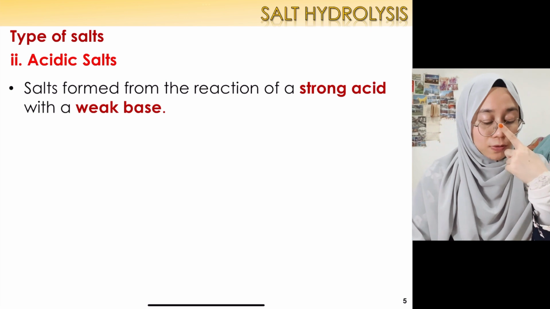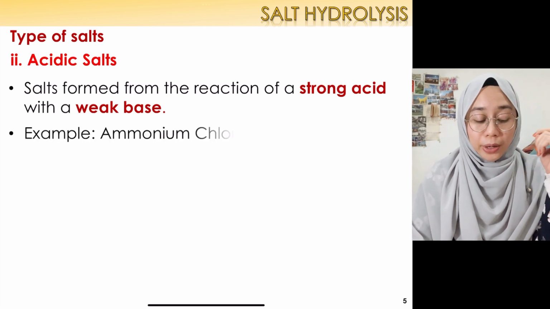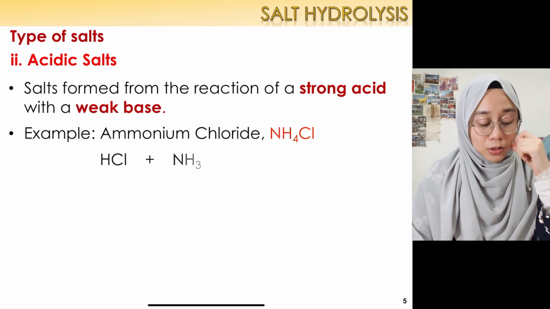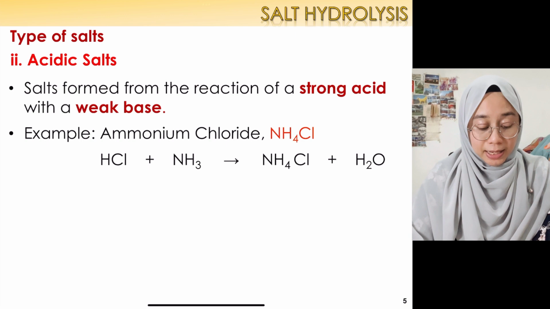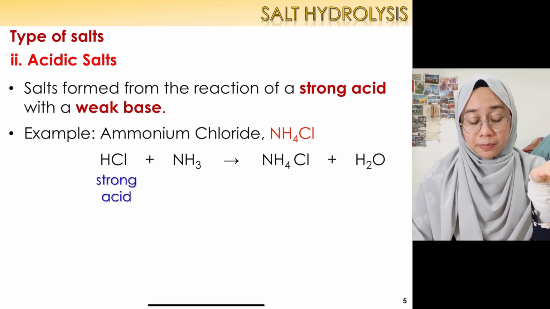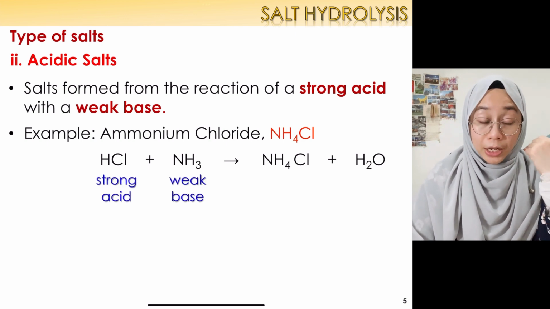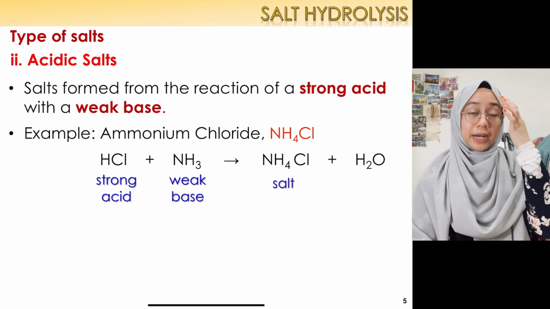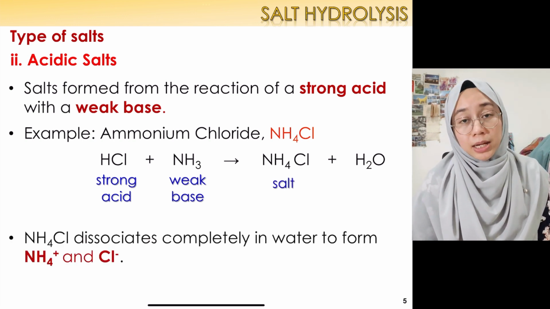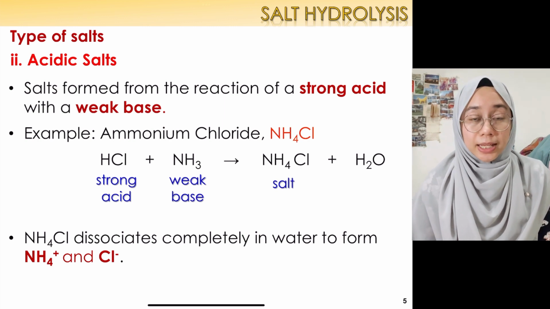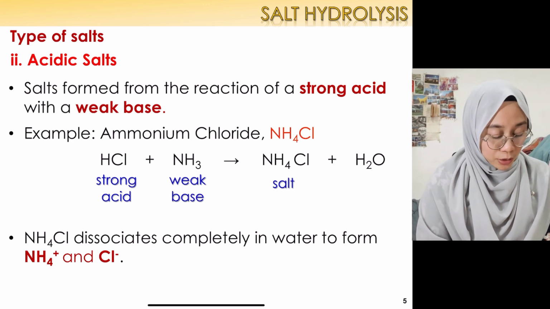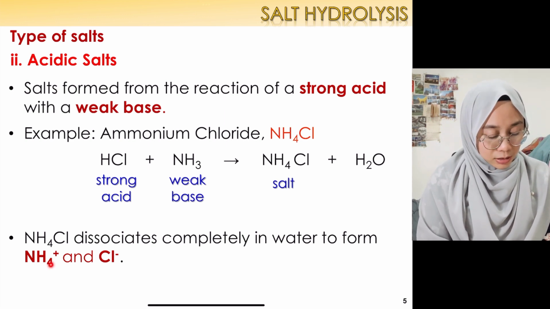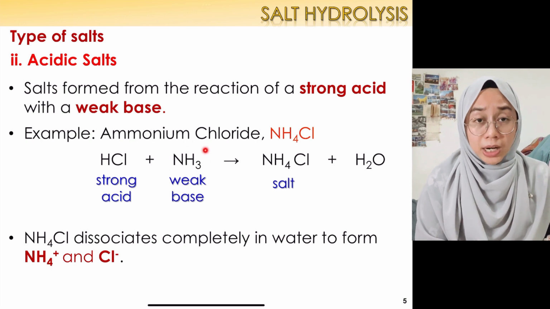So acidic salt pula is formed when kita reactkan strong acid with a weak base. For example, kita ada ammonium chloride. So ammonium chloride is formed when HCl dengan ammonia react together lah. HCl being the strong acid, ammonia pula being the weak base. Therefore kita dapat NH4Cl plus H2O. So kalau kita dissociatekan the salt dalam water, kita akan dapat dua ion which is NH4 plus and also Cl minus. Okay, so NH4 plus dia datang daripada ammonia kan. Cl minus pula dia datang daripada strong acid.